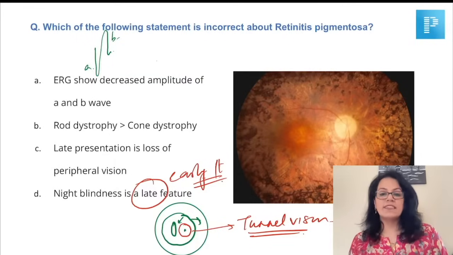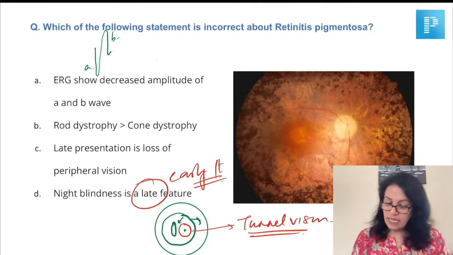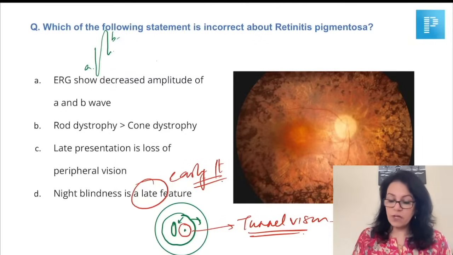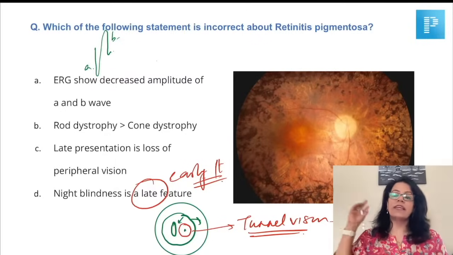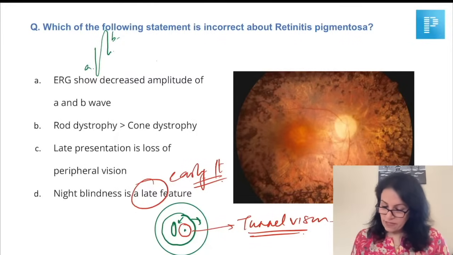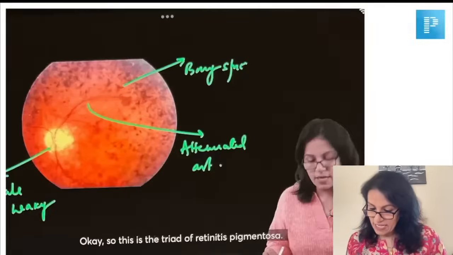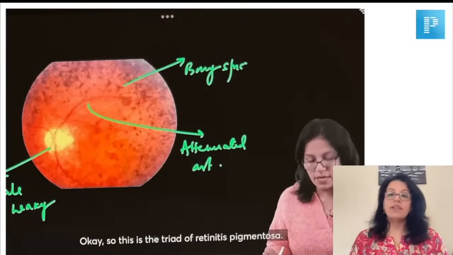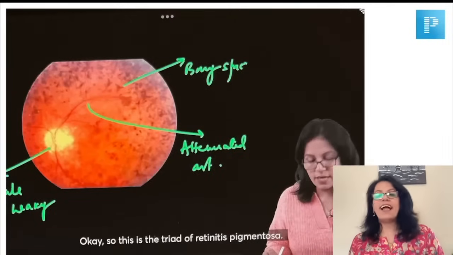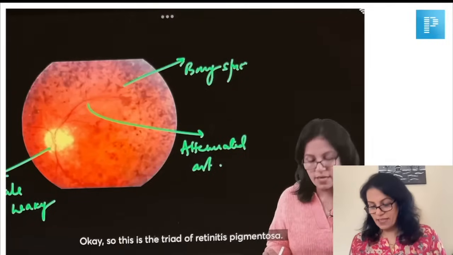Yes, so D is the answer. All of you keep answering and talking to me, please. So yes, D will be the answer here. And RP is a very important topic for your NEET PG as well. Be very, very thorough with it. Listen to the lecture again, revise all the points again. Okay. So then we come to the next. Of course, this is a typical triad. You must be remembering bony spicules, attenuated arteries, and pale waxy disc.